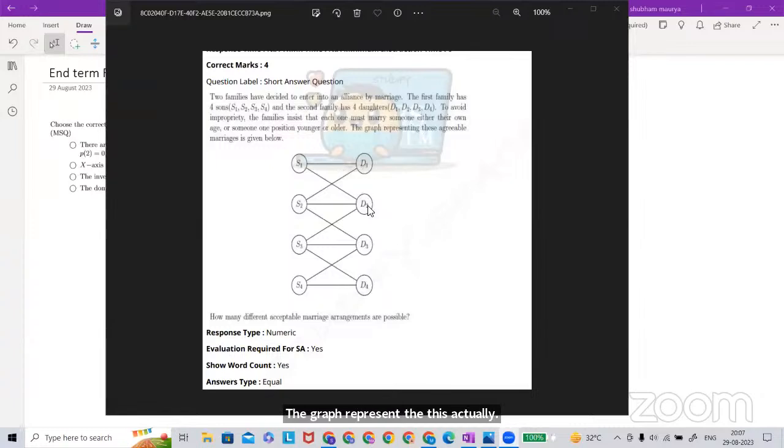S1 can marry D1, D2. S2 can marry D1, D2, D3. S3 can marry D2, D3, and D4. How many different acceptable marriage arrangements are possible?